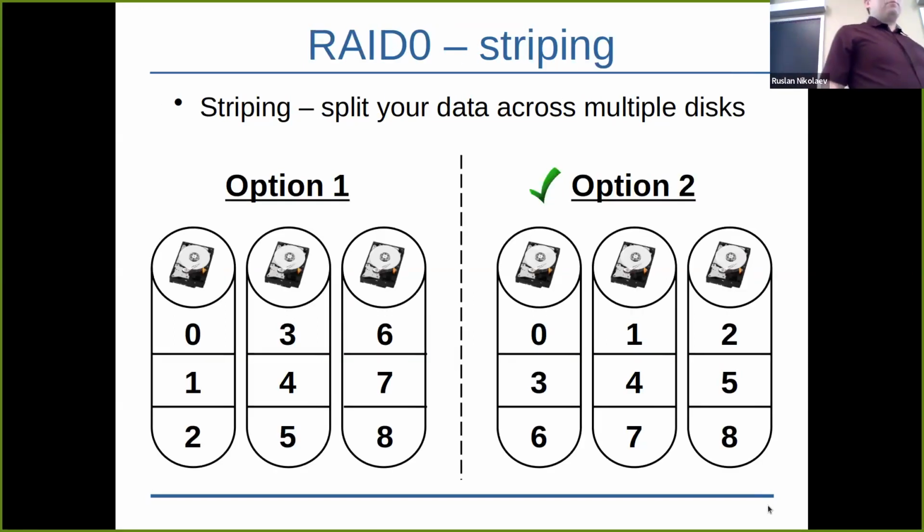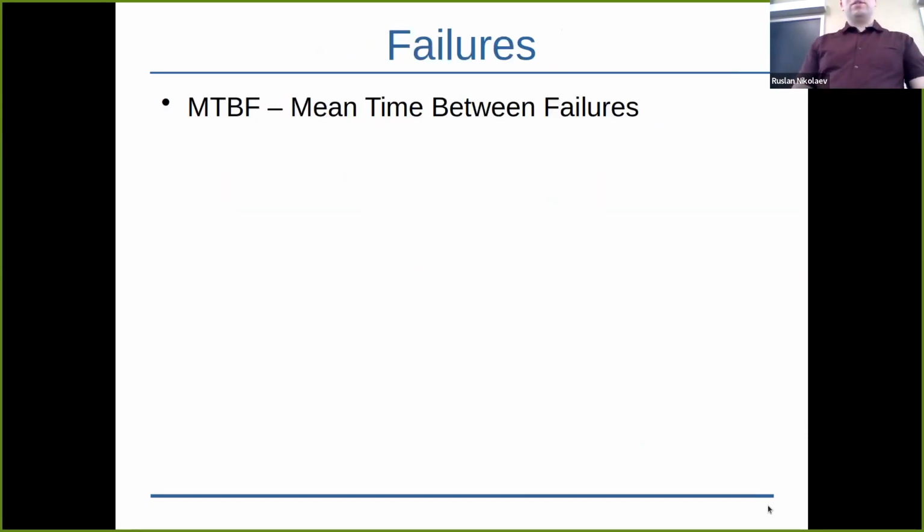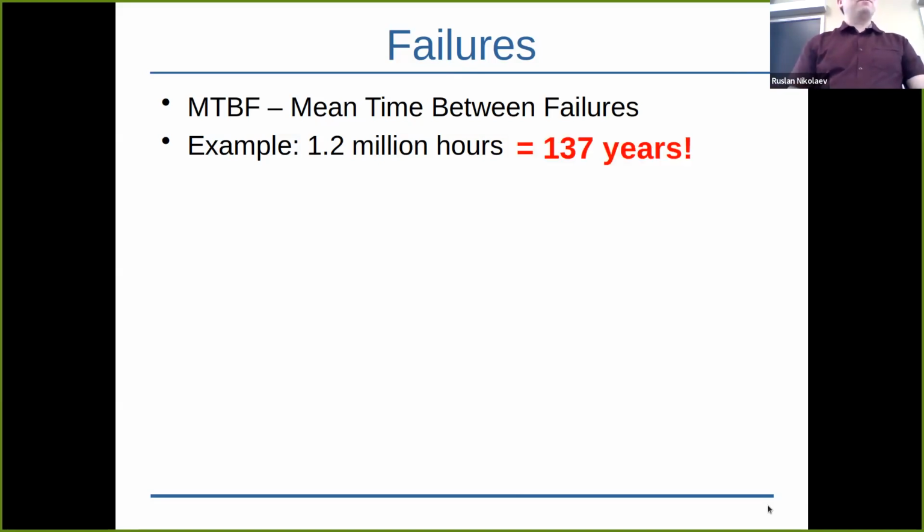Okay, but there is a problem with that, of course. What is the characteristic that's used to assess how frequently we need to change our stuff? How can we assess these failures, and how can we deal with this? There is a metric called mean time between failures. For example, you can see 1.2 million hours. That's a lot of time, like 137 years.